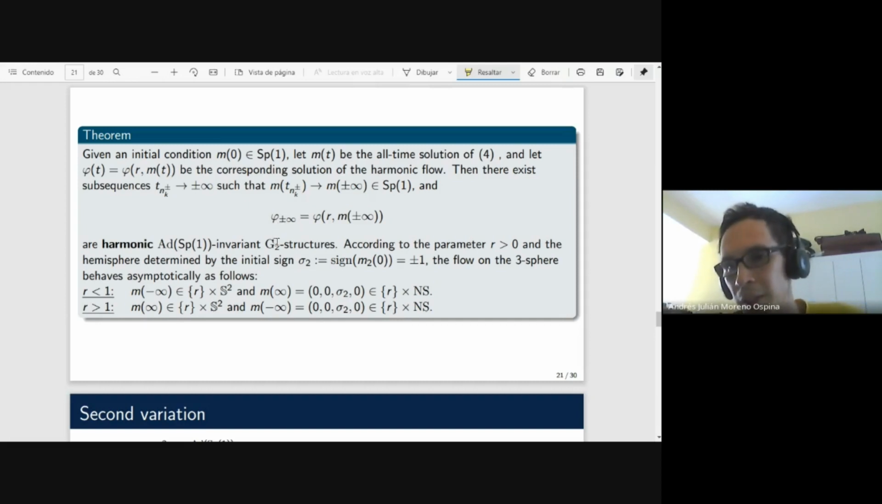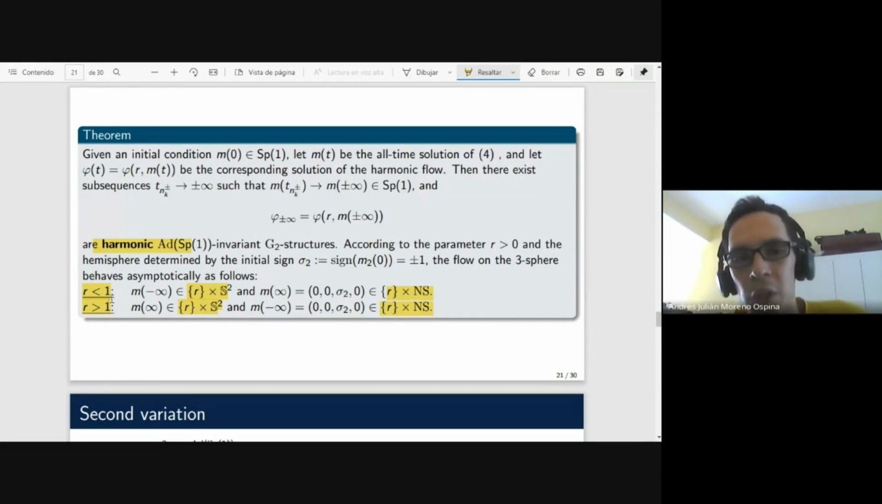The solution is eternal, and the limit points converge to harmonic G2 structures, which are in fact in the sets that we described previously of the harmonic G2 structures. The limit points are there, and the behavior depends on the value of R, if it's greater or lower than 1, right?